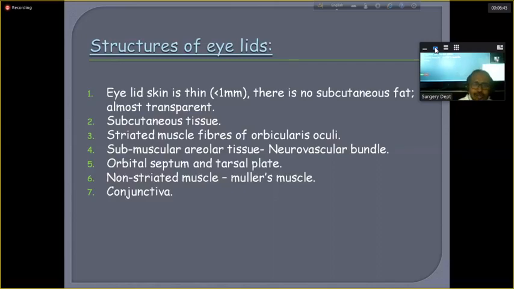So from outward to inward, that is from anterior to posterior: skin, subcutaneous tissue, striated muscles, orbicularis oculi, then submuscular neurovascular bundle, then orbital septum and tarsal plate, then non-striated muscles at the undersurface of the tarsal plate, and conjunctiva, the mucous membrane covering the backside of the eyelid.